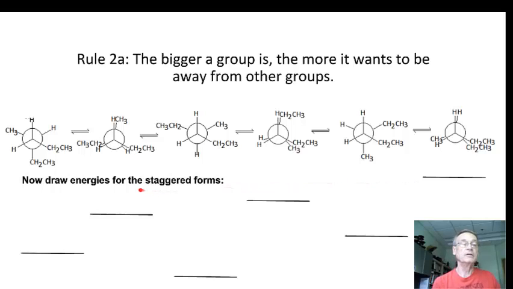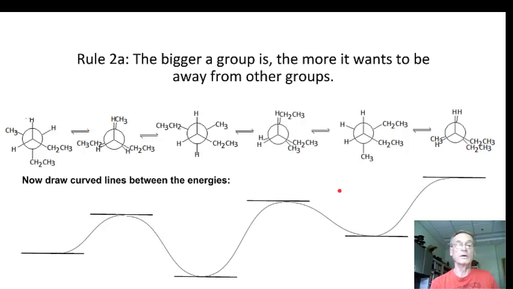And then if we compare the staggered forms, here we have two ethyls gauche to each other, and this methyl isn't gauche to anything, so this is at that particular energy. In this staggered form, we have a methyl gauche to an ethyl, so that's a little bit lower in energy than this one. And this ethyl group is just hanging out over here. And then in this one, we have two ethyl groups gauche to each other as we did over here. Notice we also have a methyl group gauche to that ethyl group. So this is higher in energy yet than this one is. But again, all still lower than any of the eclipsed forms. Now we'll draw in the line between them to make it a wave, and we're done.